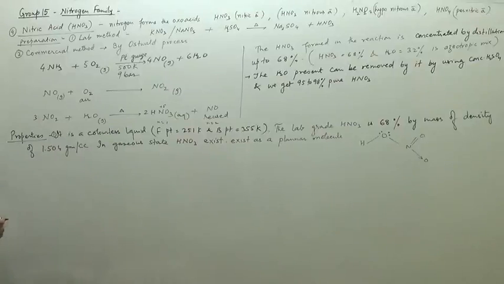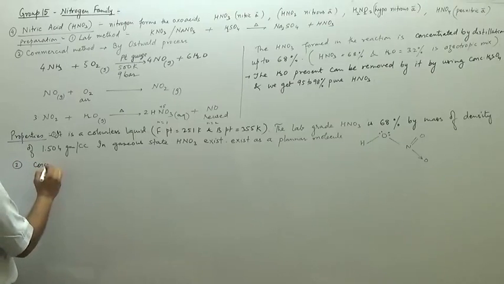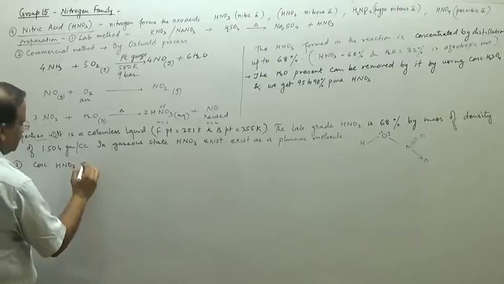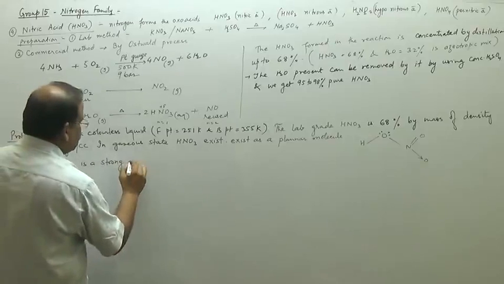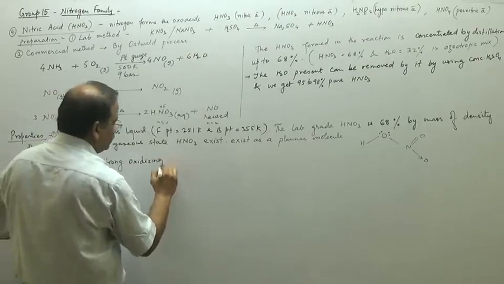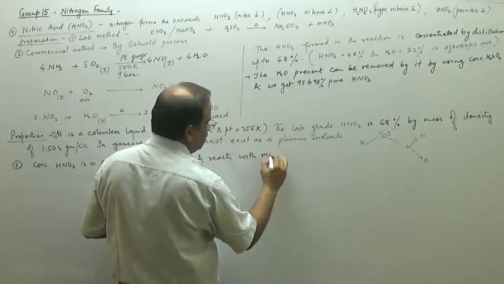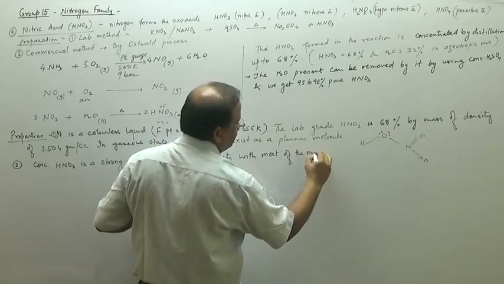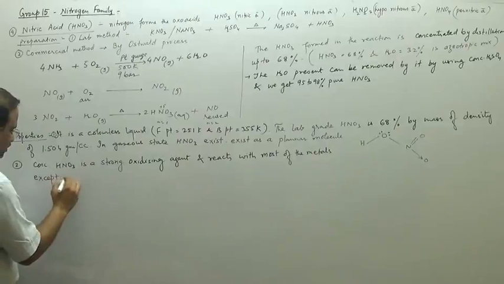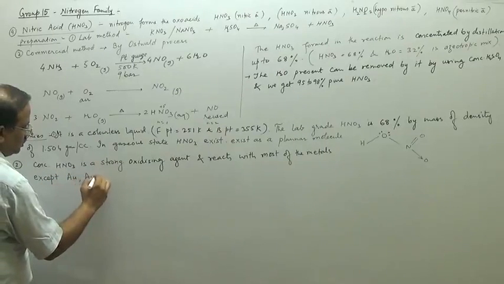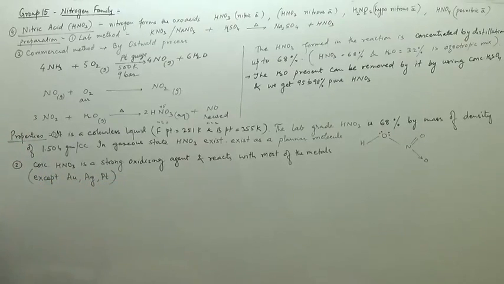Concentrated HNO3 is a strong oxidizing agent and reacts with most of the metals. We used to say that it is a strong oxidizing agent and reacts with most of the metals, except the inert metals like gold, silver, platinum, like that. These are the metals which don't react with HNO3.